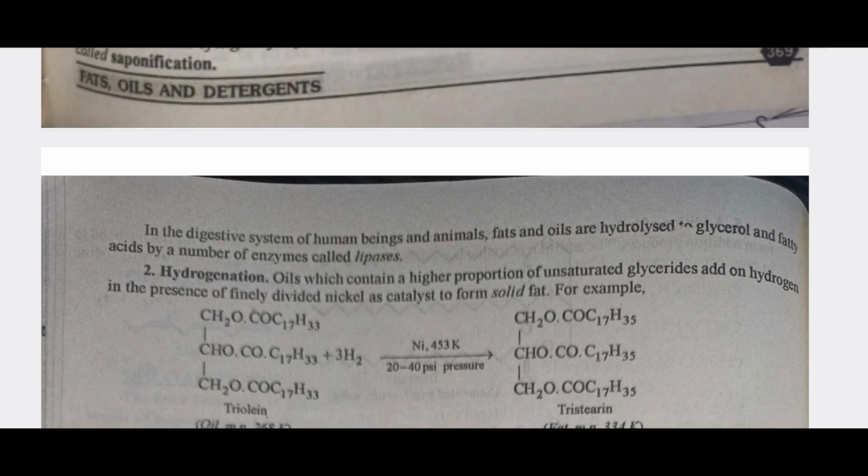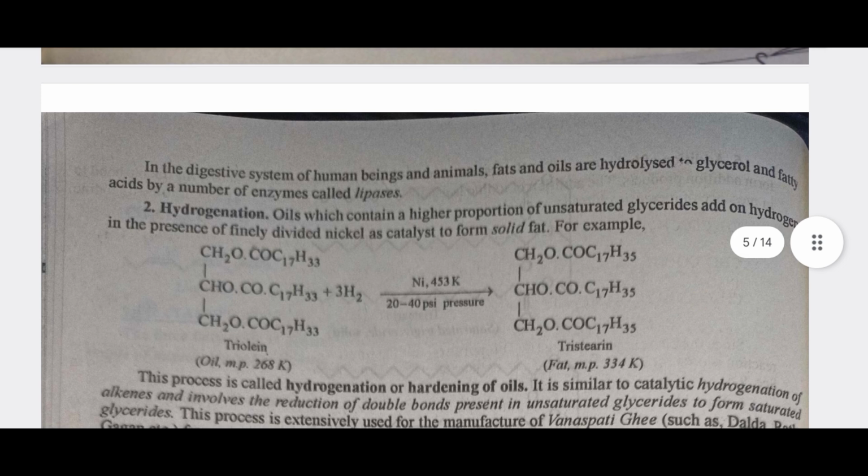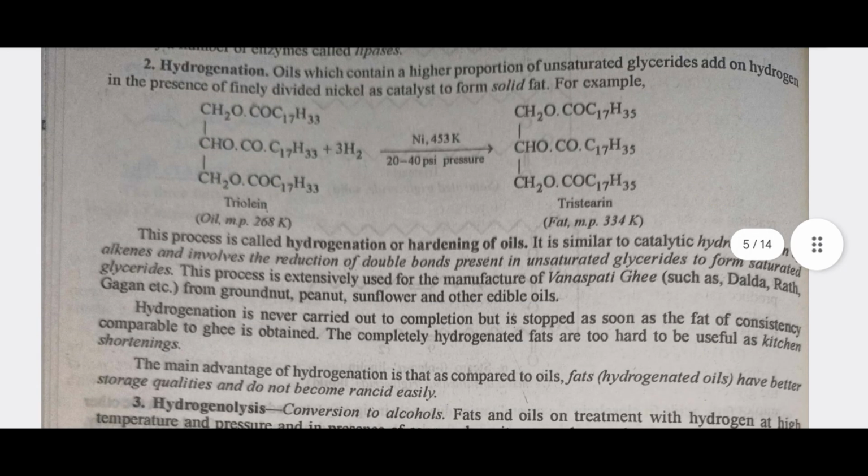In the digestive system of humans and animals, fats and oils are hydrolyzed to glycerol and fatty acids by a number of enzymes called lipases. Hydrogenation. Oils which contain a higher proportion of unsaturated glycerides add on hydrogen in the presence of finely divided nickel as catalyst to form solid fat. For example, triolein on hydrogenation gives tristearin. This process is called hydrogenation or hardening of oils.